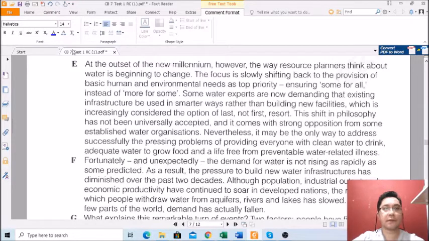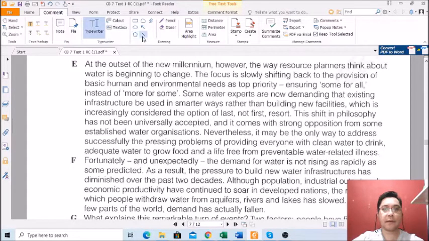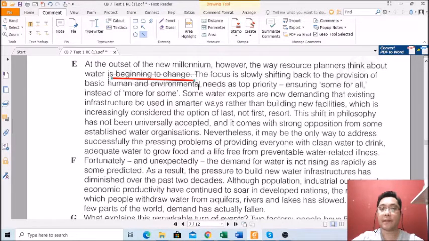Okay, let's see what we can understand from this paragraph. At the outset of the new millennium, however, the way resource planners think about water is beginning to change. So this is very interesting. The focus is slowly shifting back to the provision of the human needs and environmental needs as top priority. So it seems that there is a shift in the priority.